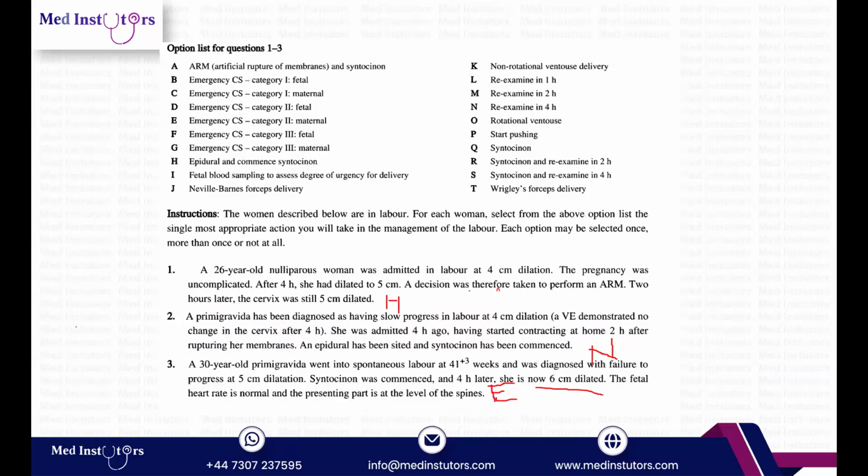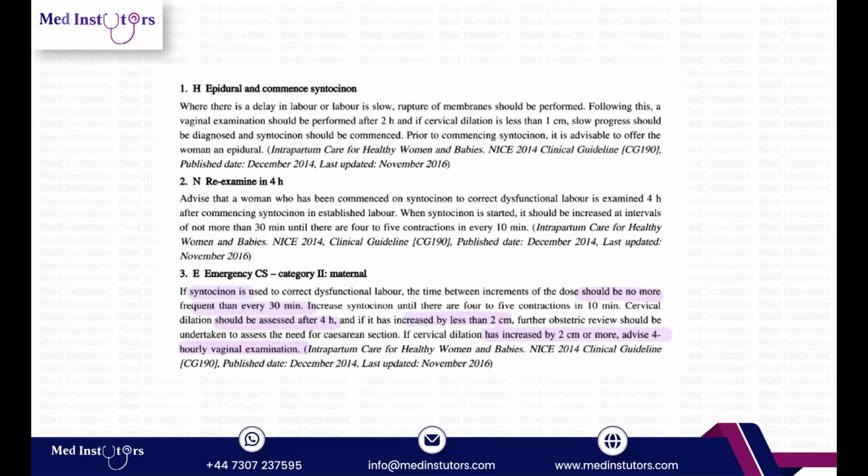As I said, she is 4 centimeters dilated, and we did an ARM. After ARM, she is only 5 centimeters dilated. So here, the guideline says that when there is a delay in labor or it is slow, we can do a rupture of membrane. After doing rupture of membrane, the woman has to be examined within 2 hours. And if it is less than 1 centimeter, then syntocinon should be commenced. And before giving syntocinon, it is advisable to offer the woman an epidural.